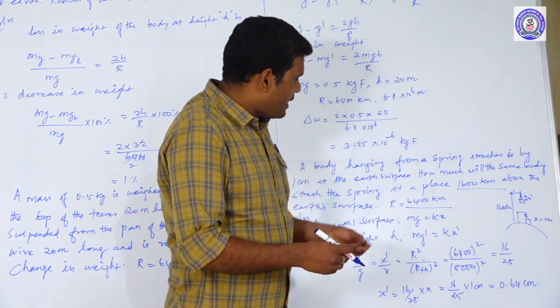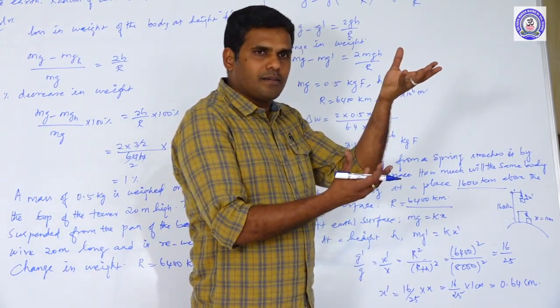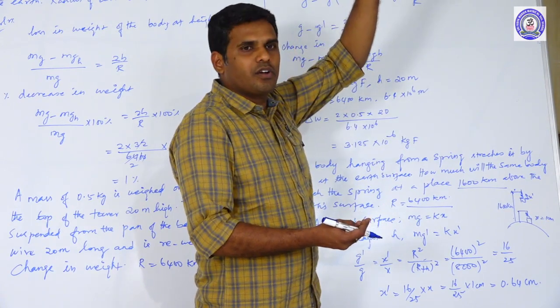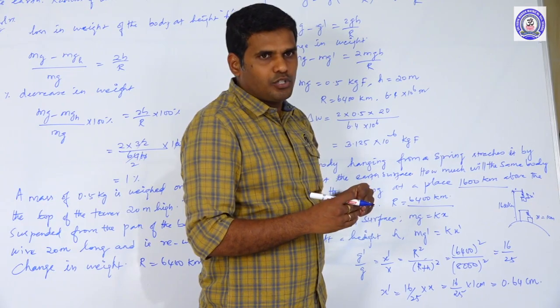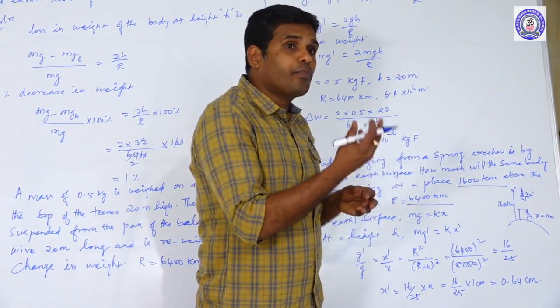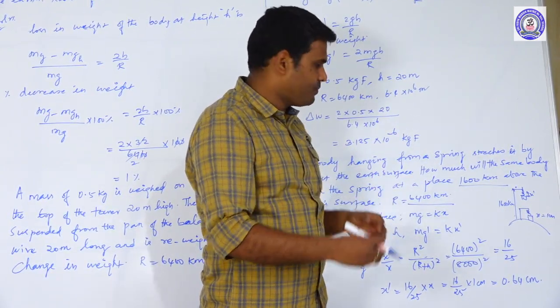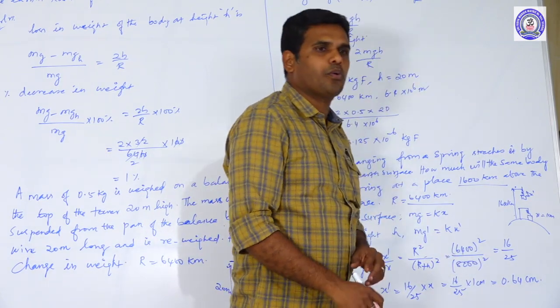So as you take the spring and the mass system to a height 1600 kilometer above the surface of Earth, due to the decrease in the value of acceleration due to gravity, the extension produced will also decrease. It is 0.64 centimeter, lower.